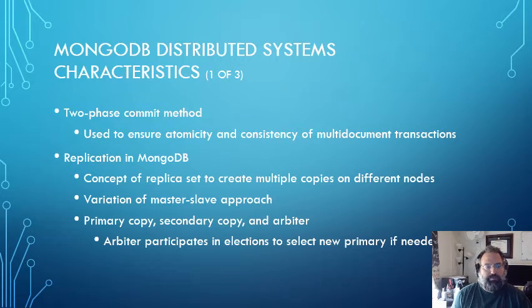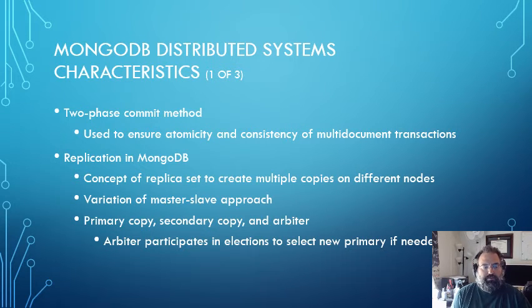MongoDB distributed systems characteristics. It typically uses something like a two-phase commit to ensure atomic and consistent multi-document transactions. The idea is that a document unto itself is inherently transactional, right? So it is atomic by itself. But what if you have two documents that go together? That's where you have to do something like a two-phase commit.